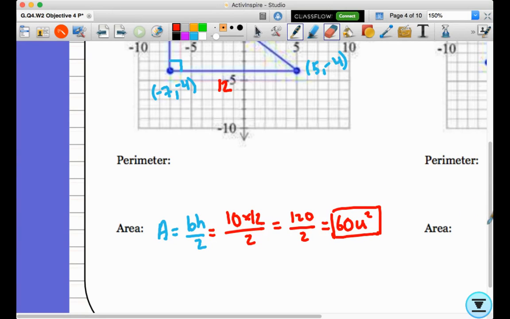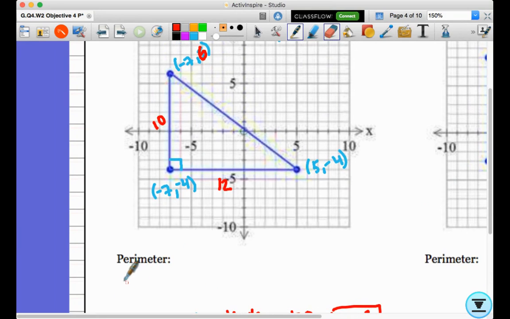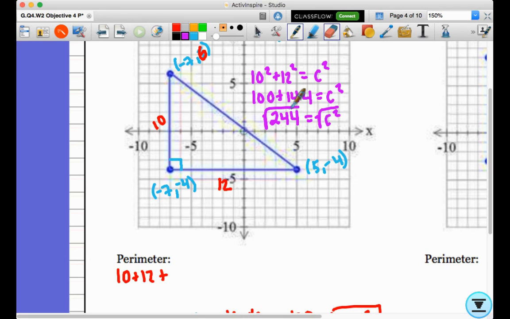What about the perimeter, right? We said we had to find each length and add it up. Well, I've got 10, I've got 12, and oh, what is that third length? Well, how do we find it? Distance formula, or here I can just use the Pythagorean theorem. 10 squared plus 12 squared equals c squared, where c is the hypotenuse. So 100 plus 144 equals c squared. 244 equals c squared.